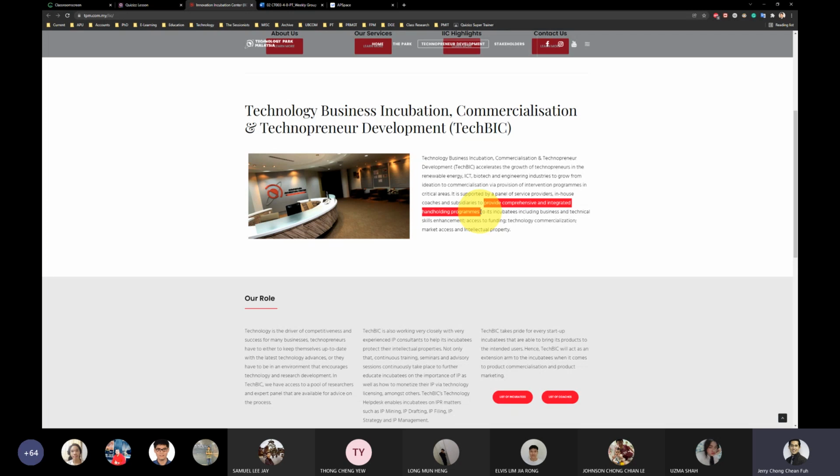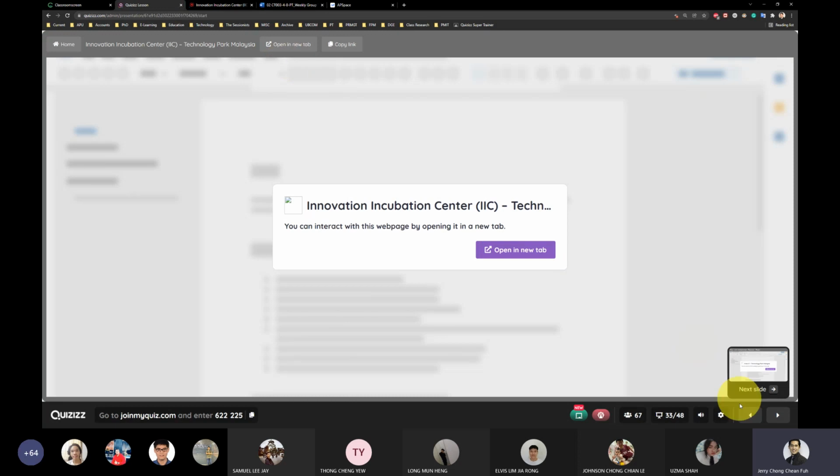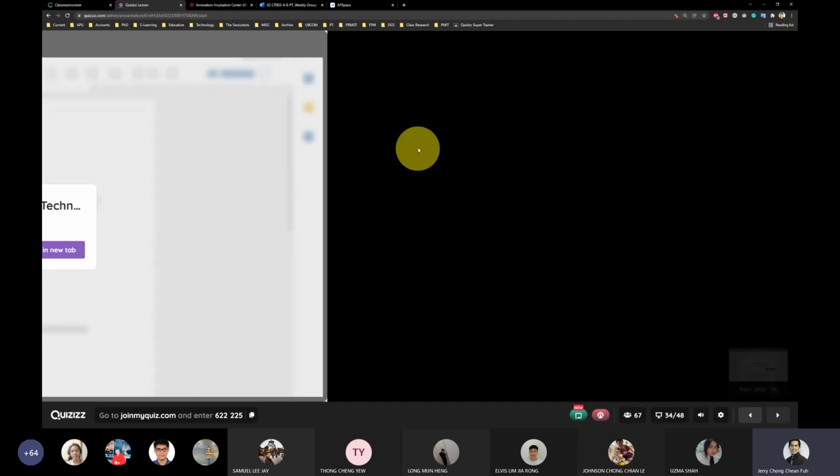It is referred to as an incubator because it is where you are able to digitally transform your business to incorporate the technological solutions available. What does it include? It includes business and technical skills enhancement, access to funding, technology commercialization, market access, and even intellectual property. So if you have the right solutions, these centers can help you commercialize your technology and your solution to other businesses that require it. A lot of these can be made readily available.